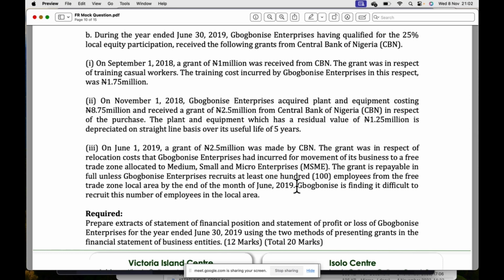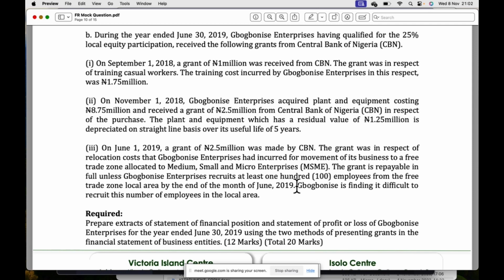There are two methods of presenting each of them. And one thing we know about grants now is that they always have a condition attached. And if you cannot meet the condition, just put it as a liability because you will pay it back to the government. Government doesn't just dash money, they give a condition for it. Except in Nigeria, no condition.